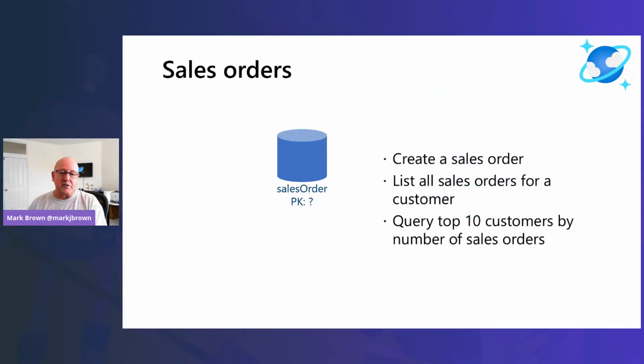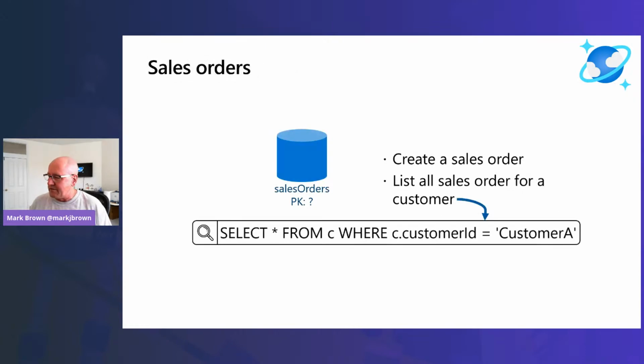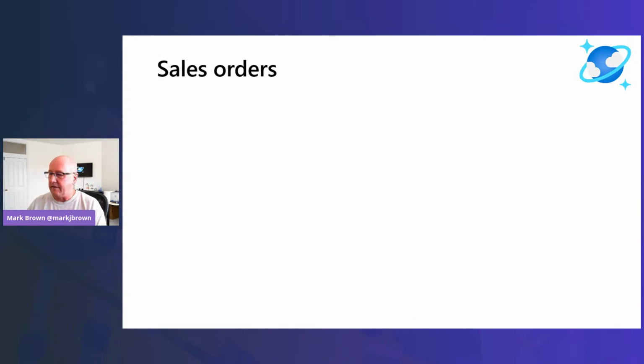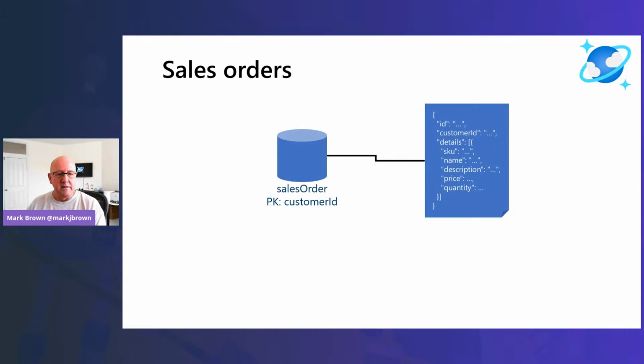And let's look again at the operations because we need to decide on a partition key here. So of course, we need to create a sales order. And then we need to list all sales orders for a customer in here. So that's what this query looks like here. We're going to select star from C where C.customerId equals customer A. So if we partition by customer ID here, this would make it a single partition query, which is good. I think that makes sense, right? So this would be quite a frequently run operation, listing all the sales orders for your customer within there. It doesn't impact creating a sales order, and that kind of makes sense as well. So I think for this, we're going to use customer ID as our partition key here.